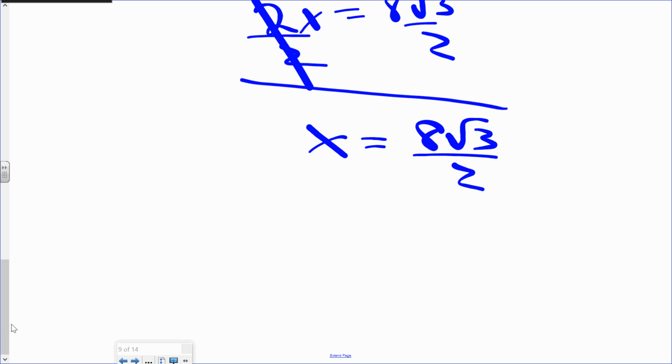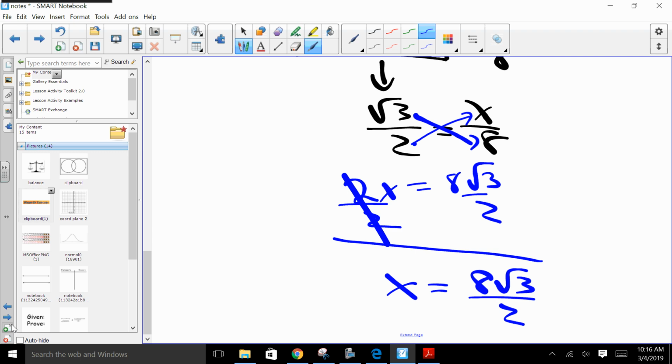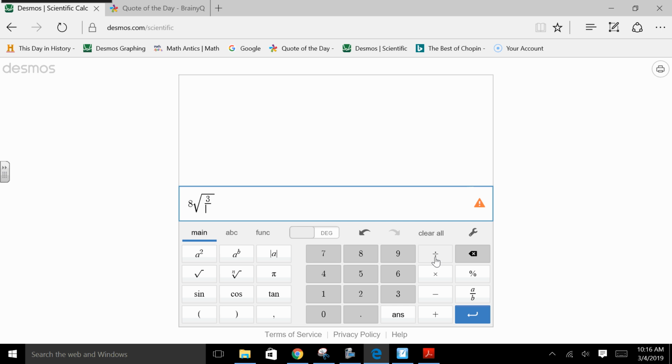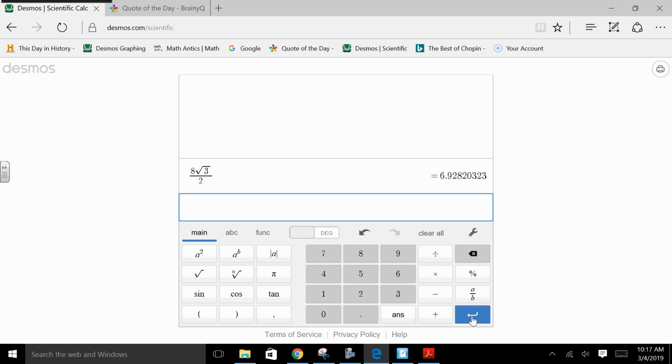You don't believe me? You're doubting me? Watch this. I'll do it in front of you. 8 rad 3 over 2. 8 times rad 3, all divided by 2. Careful though, I don't want to put that in the radical symbol. Let's see how to get out of there. There we go. Divided by 2. 6.9, and so on. Same thing.